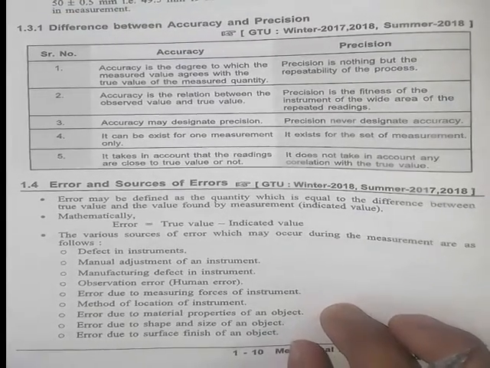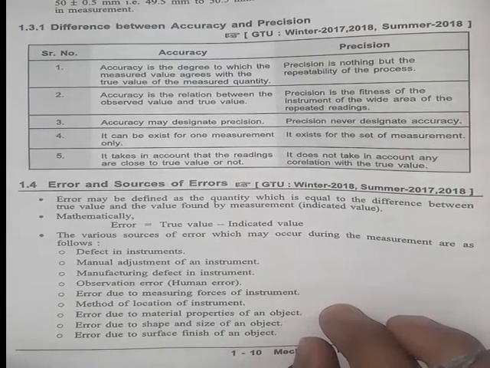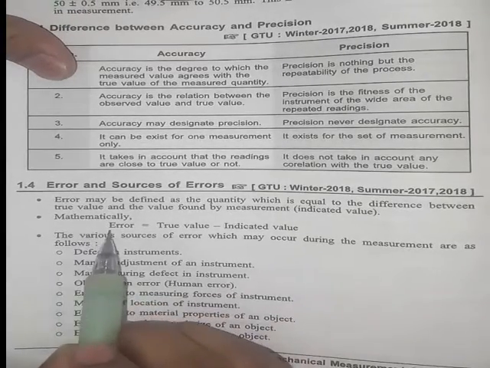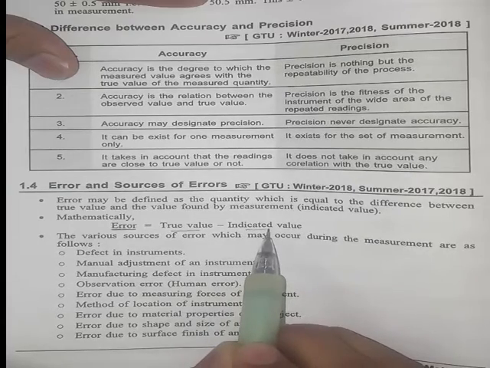Friends, our topic today is error and source of error. Another topic that we are going to cover is types of error. So let us start. What is error? It is the difference between true value and indicated value.